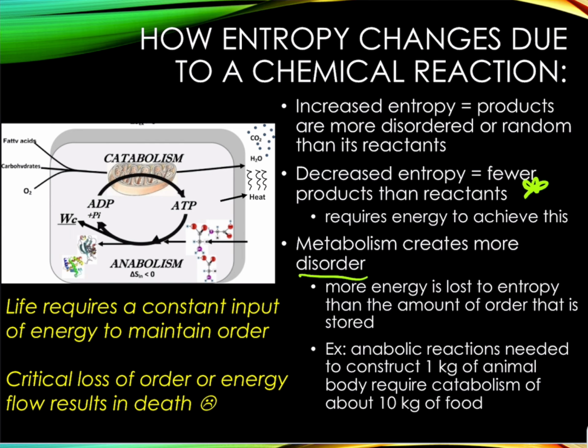So if you look at this here, we have fatty acids, carbs, and oxygen going into mitochondria so that we can create ATP. So we can break it down, right? And then get ATP out of it. And then we can use that to build up whatever, right? But you're also noticing that CO2, H2O, and heat are being lost to the universe via entropy, right? So here's an important part. Life requires a constant input of energy to maintain order. And a critical loss of order or energy flow is going to result in death.